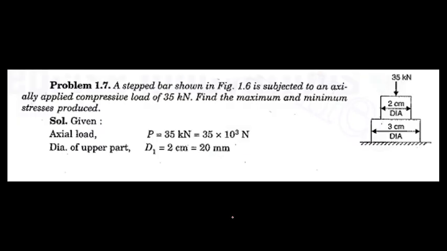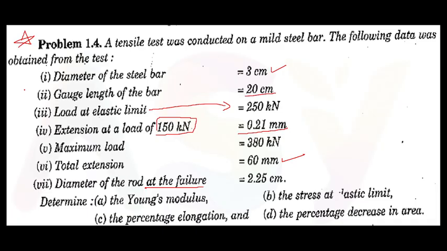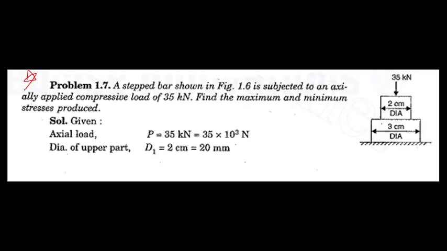Next important question. This one is a bit lengthy, look at it once again carefully. A stepped bar as shown in the figure is subjected to an axial applied compressive load of 35 kN. Find the maximum and minimum stress produced. First, load is given 35, maximum value and minimum value. A small concept is used in this question.